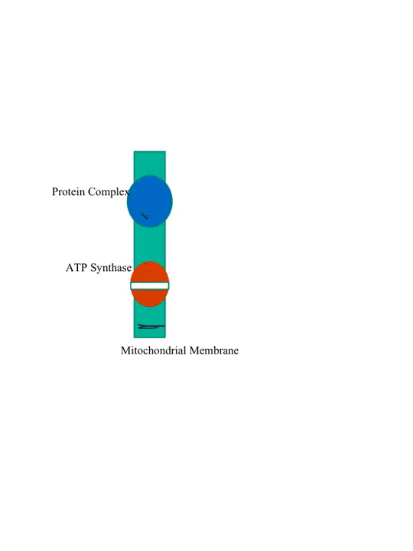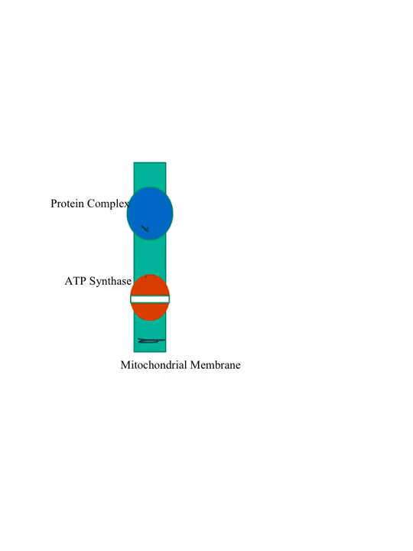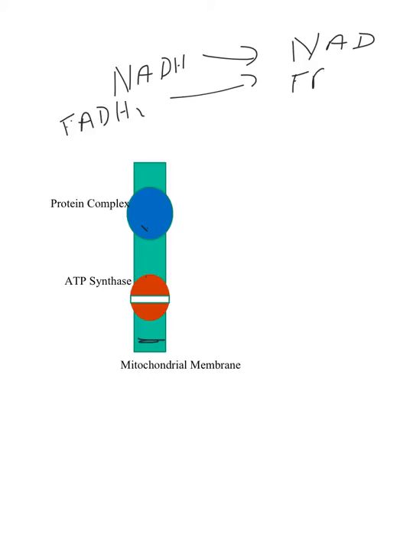There are various protein complexes that are designed to strip off hydrogen from either NADH or FADH2, converting these back into NAD and FAD, which can be used and reused over again, leaving a bunch of hydrogen ions on this side of the membrane.